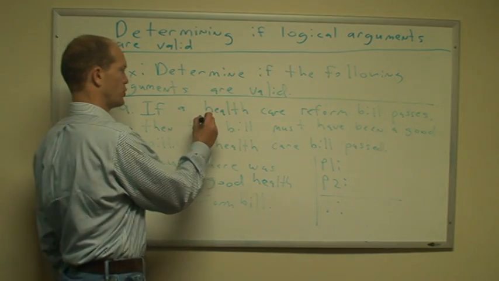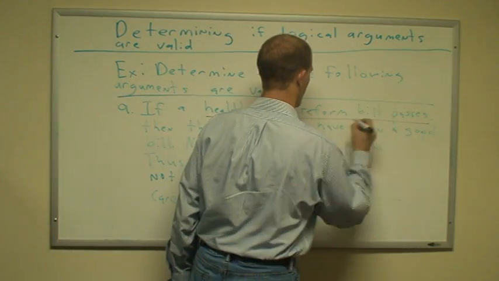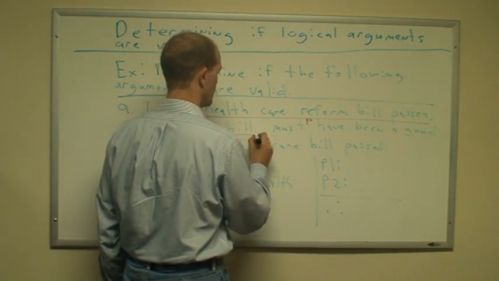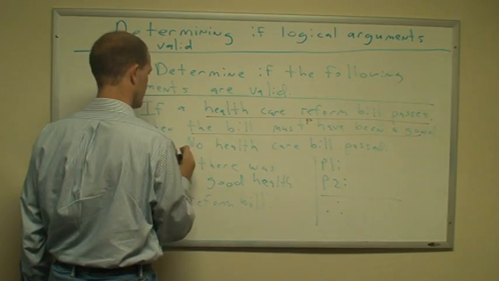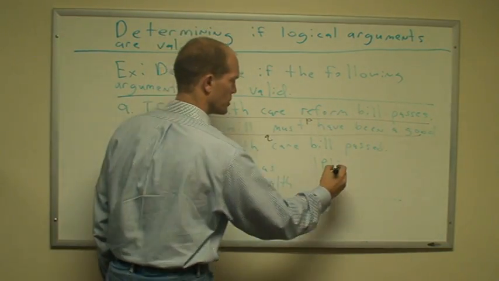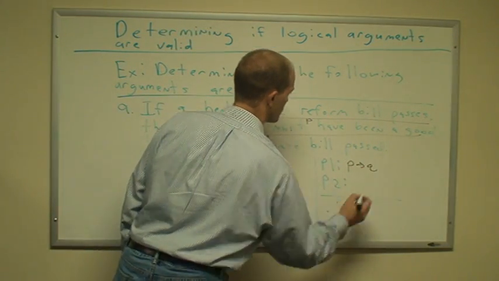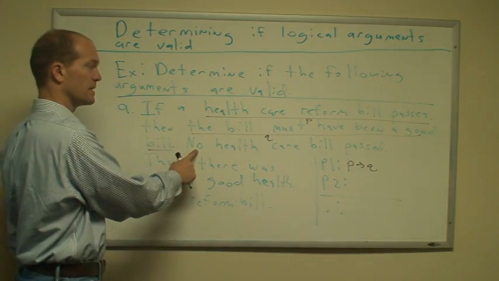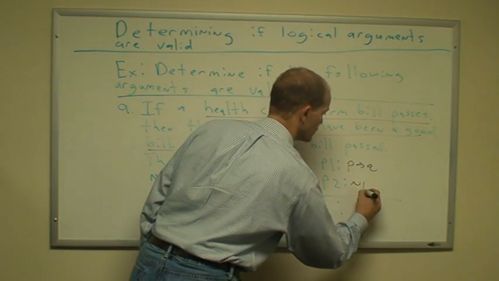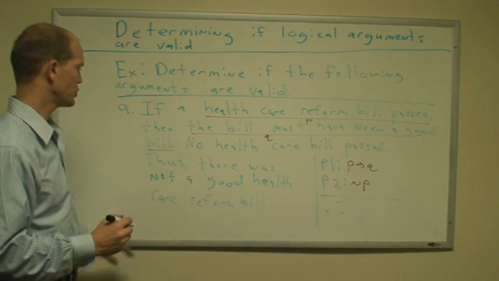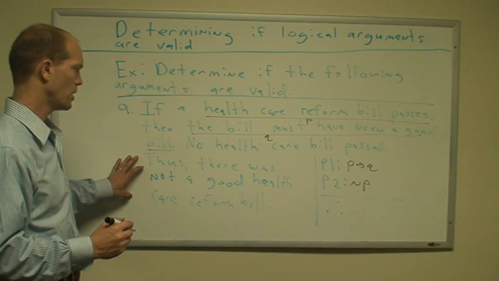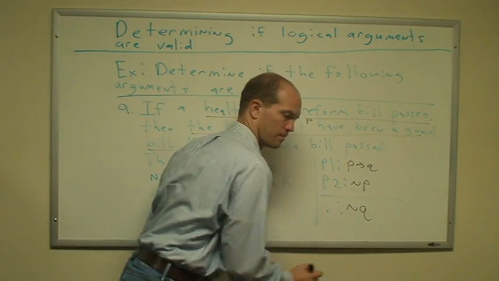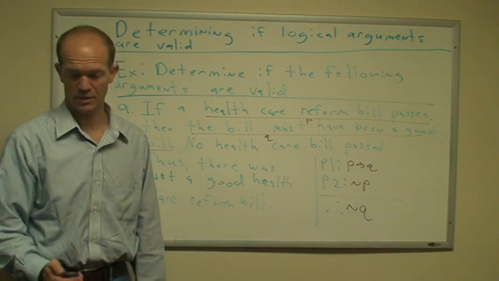If I look at this, I can choose P to be a healthcare reform bill passes, and Q to be the bill must have been a good bill. So premise 1 is if P then Q. Premise 2, no healthcare bill passed, is not P, the negation of P. The conclusion, thus there was no good healthcare reform bill, should be not Q. Next, we'll determine if this argument is valid.